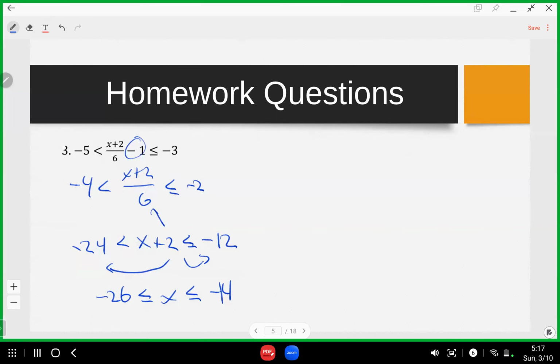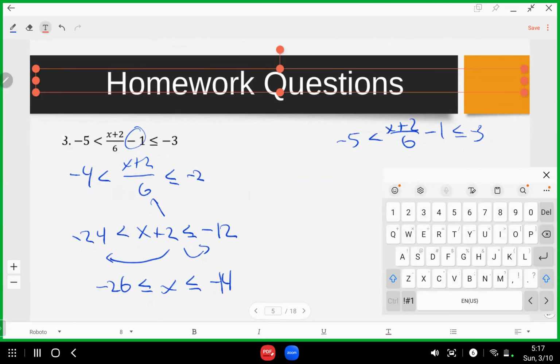You have to move the negative 1 first. Do not multiply by 6 first because it will be very annoying. Then you also have to multiply every term. If you were to multiply by 6, then you have to do annoying things like, okay, so if you did this, let me see.